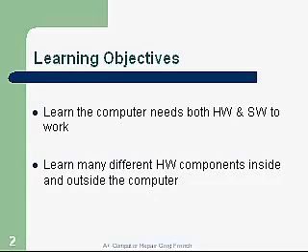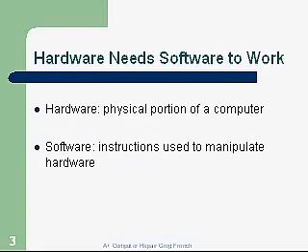We're going to learn many different hardware components inside and outside the computer. We're going to be using lots of acronyms. HW stands for hardware. SW stands for software. Hardware is the physical portion of the computer, the things we can see and touch. The software, it's instructions. Instructions are used to manipulate the hardware.